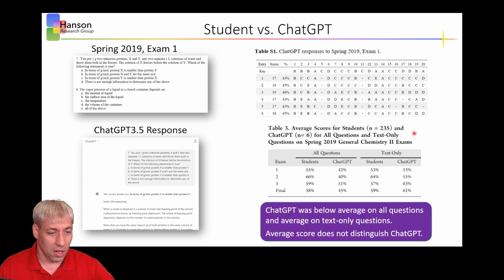We did this for a bunch of different tests, particularly this spring 2019 General Chemistry 2 exam. You can see that for all questions, ChatGPT performed a little bit lower than the students. One reason is that it can't process images, so any question that had a figure, obviously ChatGPT would not perform well. But even if you look at the text-only questions, ChatGPT was on par or slightly below student performance. Based on these raw numbers alone, we said, okay, we cannot distinguish ChatGPT from a student or a low-performing student. They look, for the most part, the same.